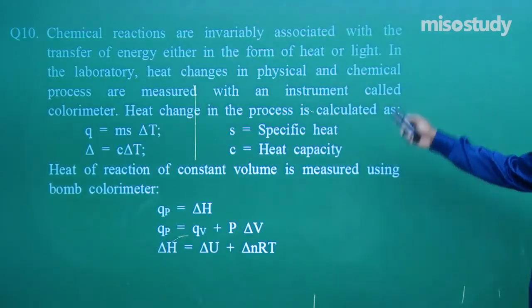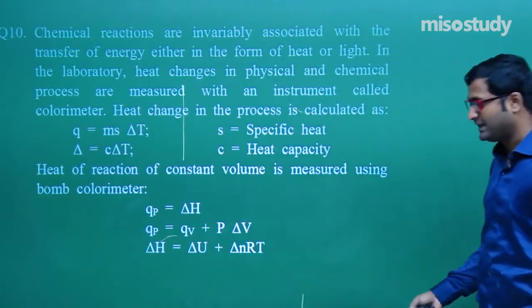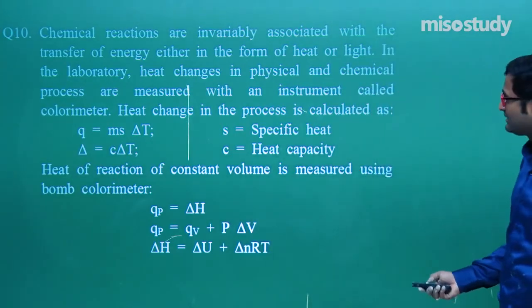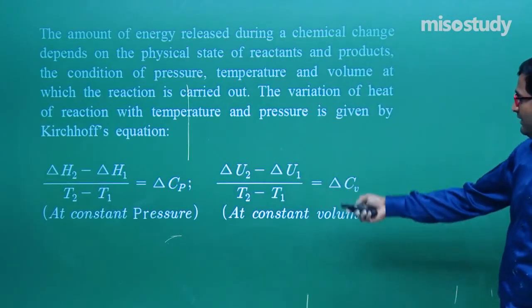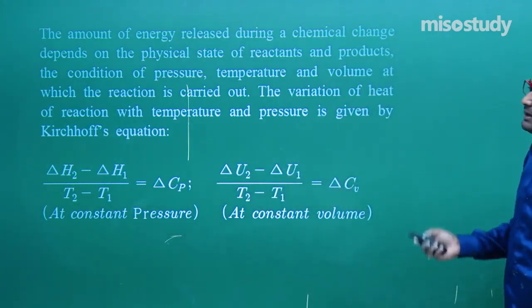Look at this, this is the theoretical part. Qp is equal to H, Qp is equal to Qv plus P delta V, delta H is equal to delta U plus delta ng RT. This is a complete theoretical given formula. This is the formula. Now, applying this formula, how to solve the passage type question.